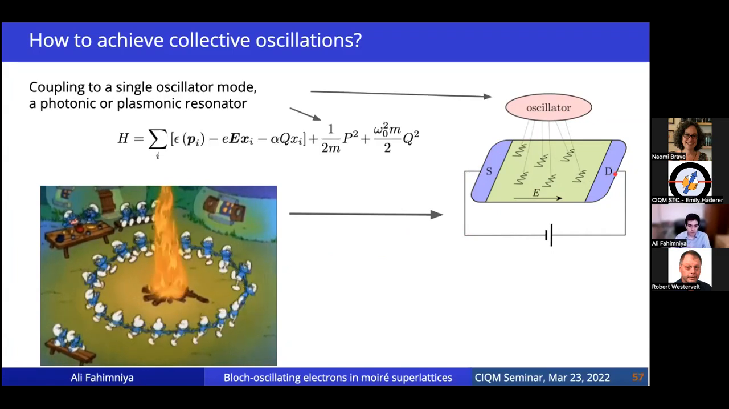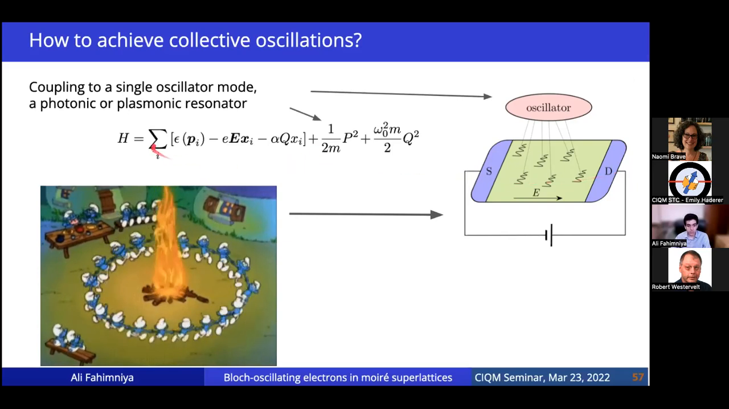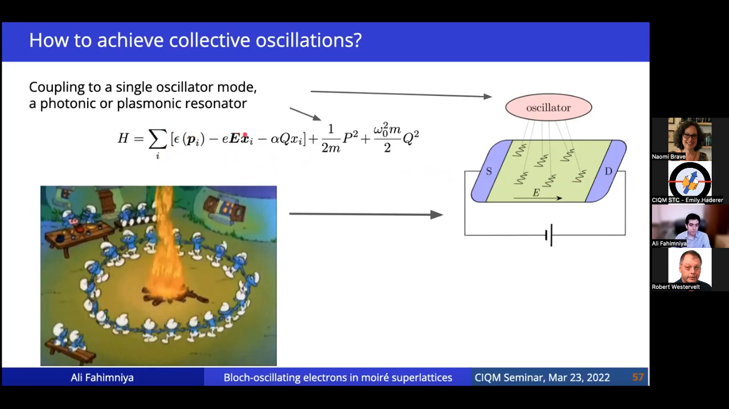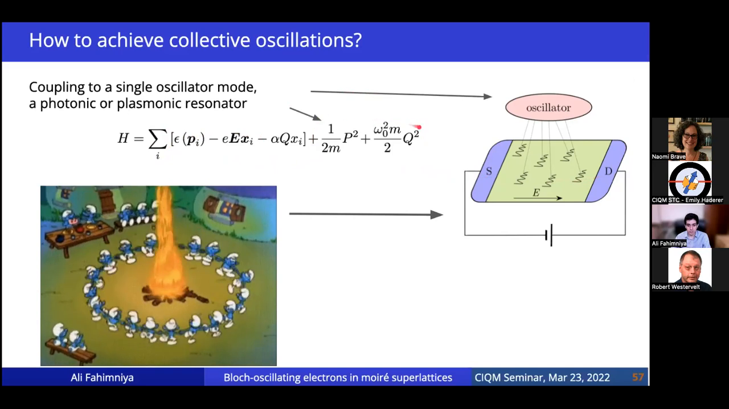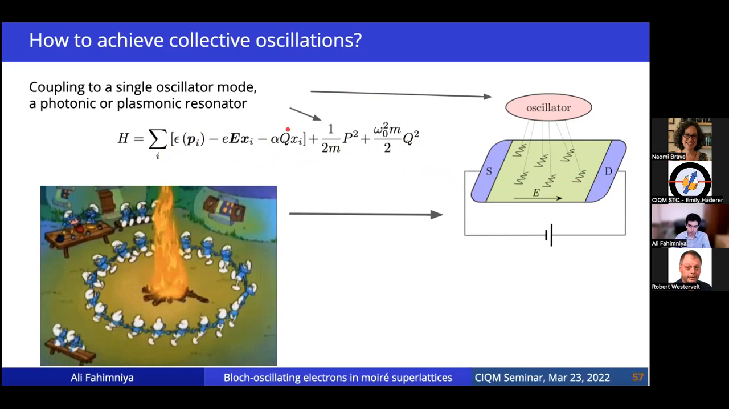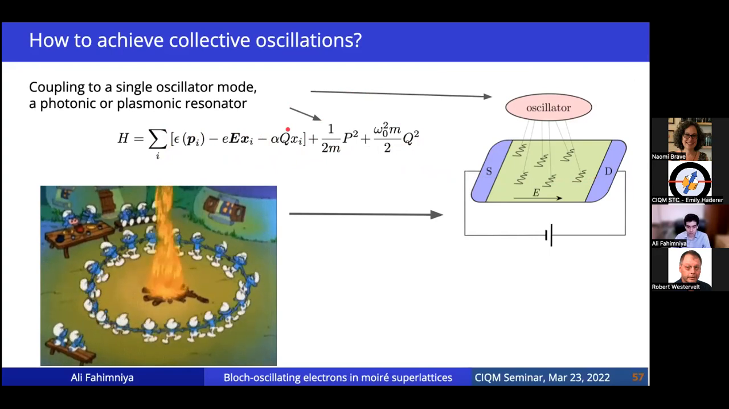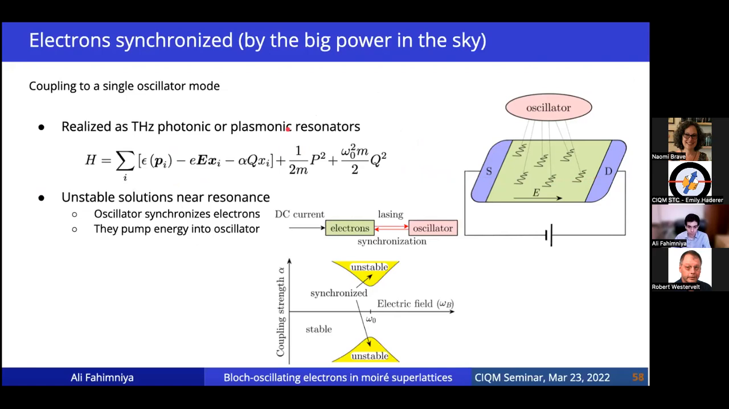The problem that we solve is a simple Hamiltonian of individual electrons that move in a band with an applied electric field, and then a simple harmonic oscillator as a resonator, and the coupling between the two. We go on and solve this problem analytically and find collective resonances that are sharp, as we expected. I'm gonna explain what the results are.